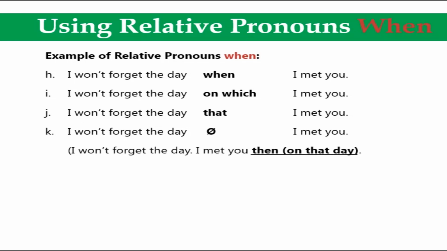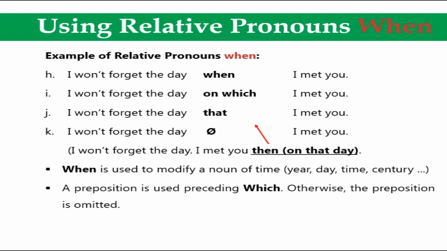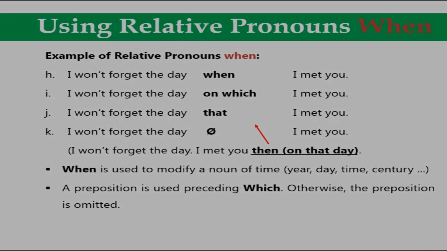Here are the original sentences. I won't forget the day. I met you then, on that day. So here are some important notes. When is used to modify a noun of time: year, day, time, century. A preposition is used preceding which, otherwise the preposition is omitted, just like example I.